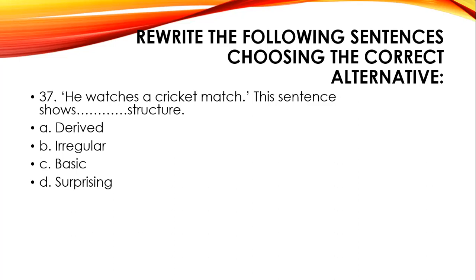He watches a cricket match. This sentence shows ___ structure. Option A derived, option B irregular, option C basic, option D surprising. And the correct answer is option C, basic. He watches a cricket match. This sentence is an example of basic structure.